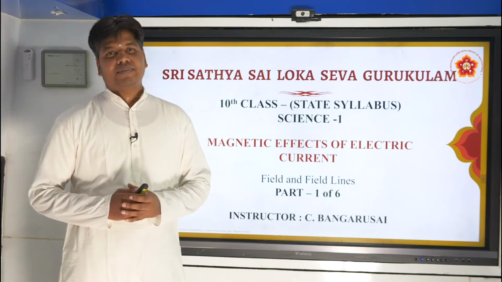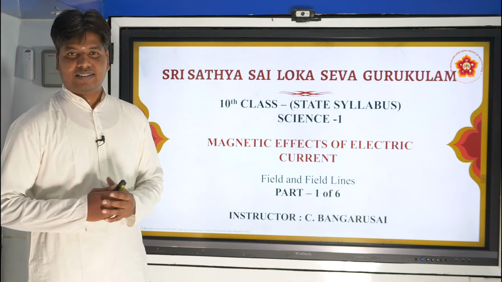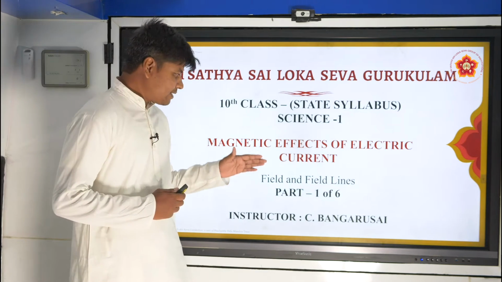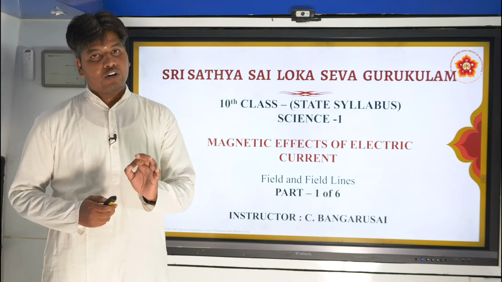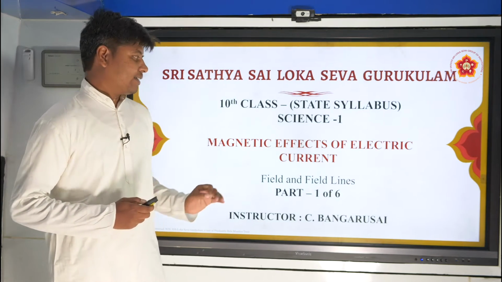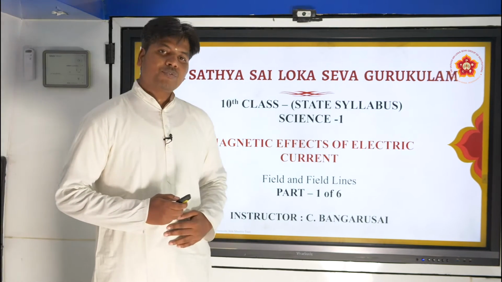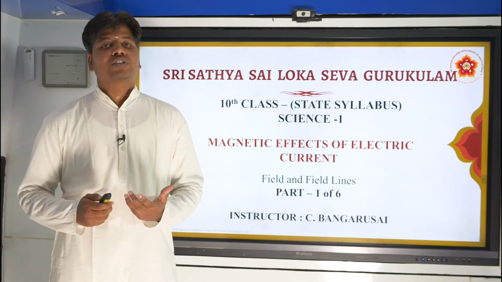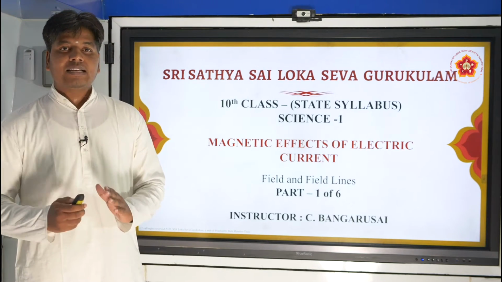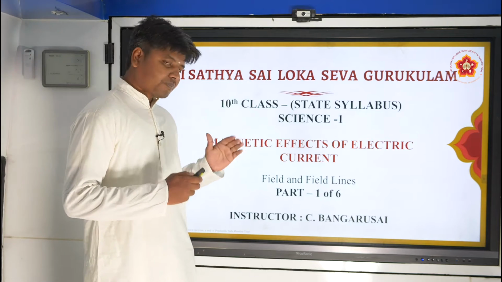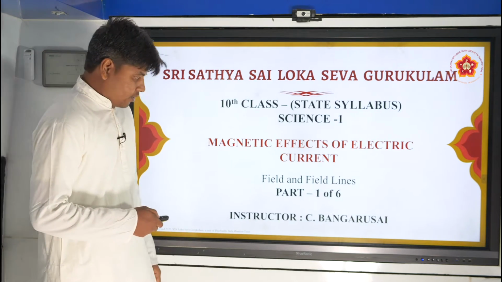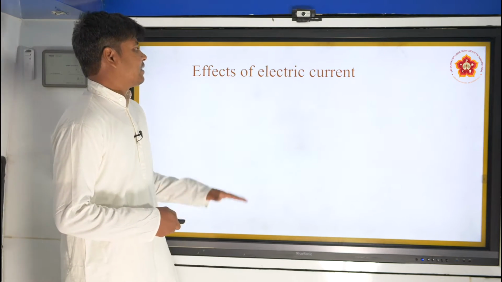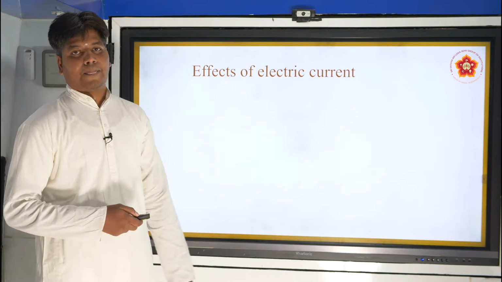In the previous chapter we have studied about electric current, right? So in this chapter we will study about the magnetic effect of electric current. It is one of the effects of electric current. So first of all we need to understand how many effects of electric current there are, and then precisely we will go and talk about magnetic effects of electric current. So let's start with effects of electric current.